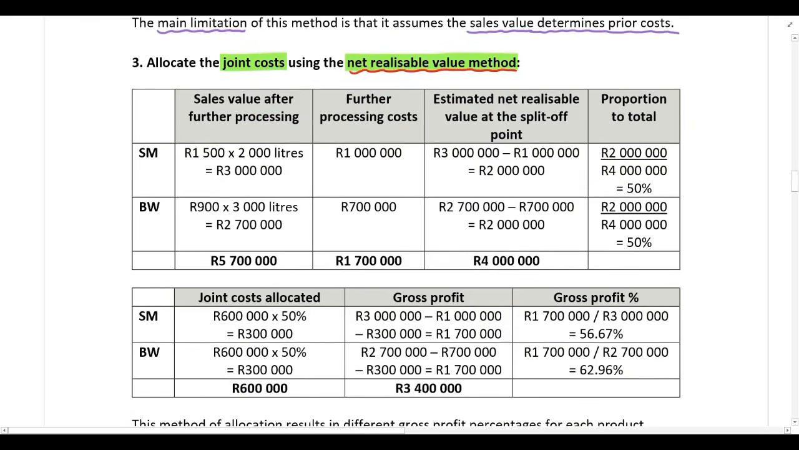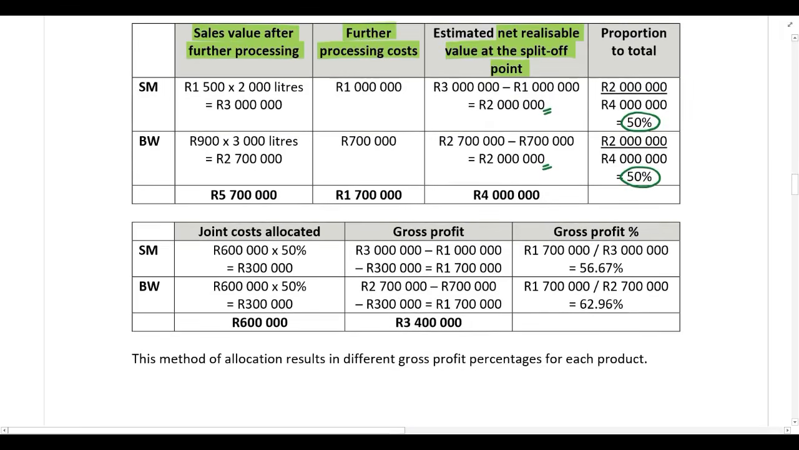So you start with the sales value after further processing, you deduct the further processing costs, and that will give you the estimated net realizable value at the split-off point. And we allocate the joint costs based on the net realizable value at the split-off point. So if you calculate your proportions over here, you can see for SM we have 50% and for BW we also have 50%, because both of them have exactly the same net realizable value at the split-off point. So when we allocate the joint cost, we are going to allocate 50% to SM and 50% to BW.